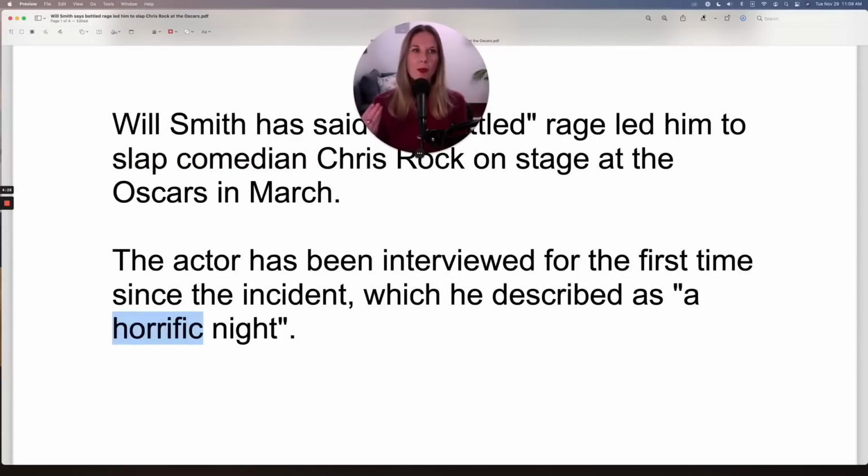A lot of times students will use very common adjectives, good, bad, because it's the ones they know. But adding more advanced adjectives will make your English sound more advanced and will give you more color to your language as well. A horrific night. So this is a very, very bad night. That's how you can think of it.